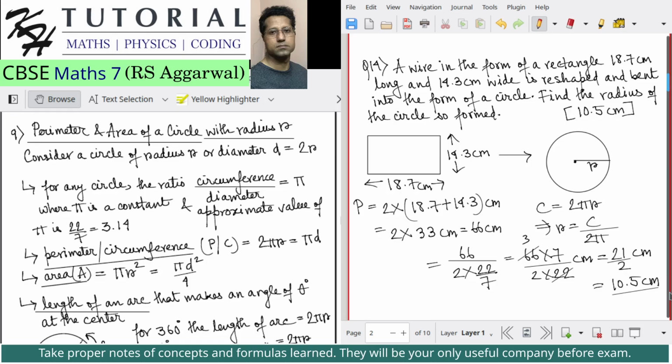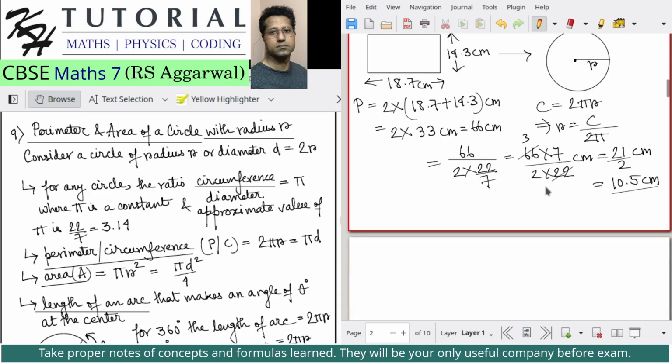So the main concept is that the perimeter of the rectangle will be equal to the circumference of the circle, because it is the same wire that was in the form of a rectangle, which was then rebent to form a circle. So the length of the wire is fixed, and the length of the wire was initially equal to the perimeter of the rectangle, and the length of the wire will also be equal to the circumference of the circle, which means that the circumference of the circle will be equal to the perimeter of the rectangle.